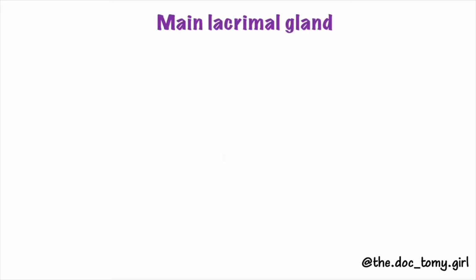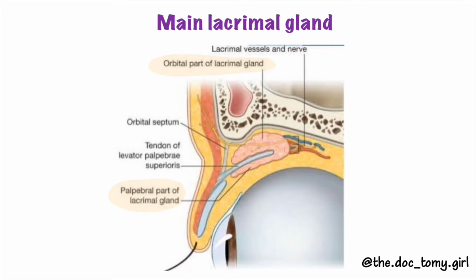The main lacrimal gland consists of two parts, orbital part and a palpebral part. Orbital part is larger, about the size and shape of a small almond, and is situated in the fossa for lacrimal gland at the outer part of the orbital plate of frontal bone. It has got two surfaces, a superior and inferior surface. The superior surface is convex and lies in contact with the bone, while the inferior surface is concave and lies on the levator palpebrae superioris muscle.